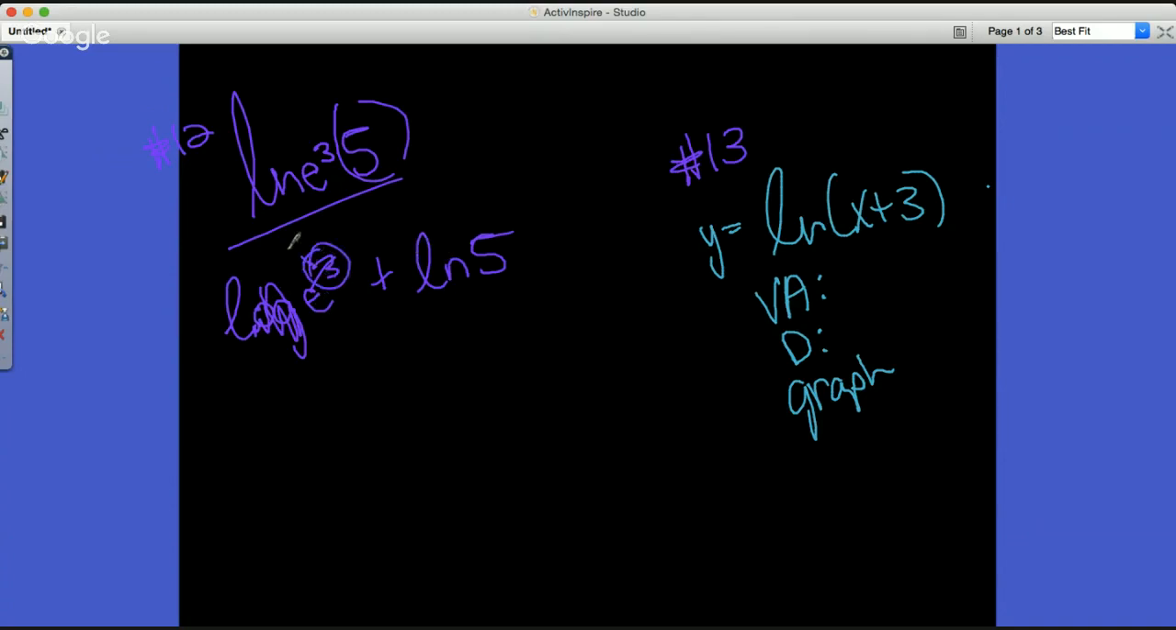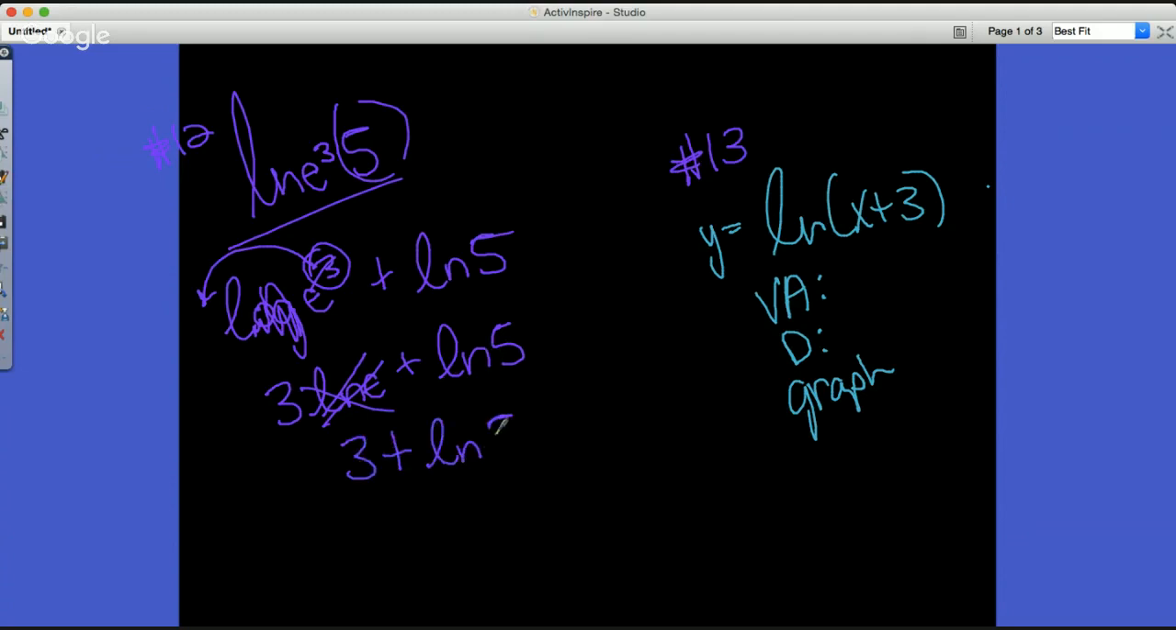Now, since this is an exponent, we could shoot it to the front to get 3 ln of e plus ln of 5. Now, ln of e are like kryptonite, right? So now we're left with 3 plus ln of 5. It's like me and Thomas right there, okay? Kryptonite. So now what we can do is take the ln of 5, and then add 3 to it.